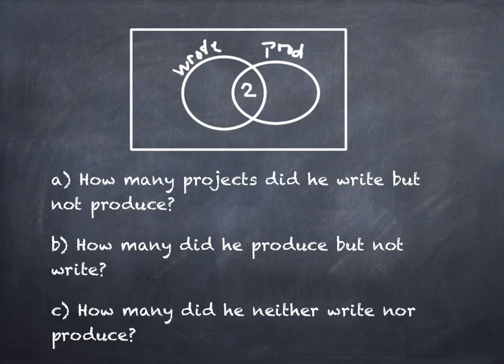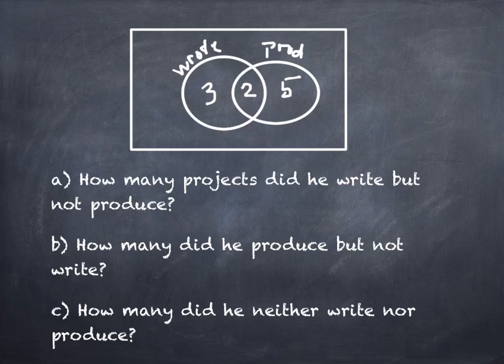How many did he write total? 5. I've already got 2 in the overlap, so how many more need to go in circle wrote? 3. So that they add up to the circle's 5, right? And then how many did he in total produce? 7. There's 2 in the middle, so there's 5 on the outside.